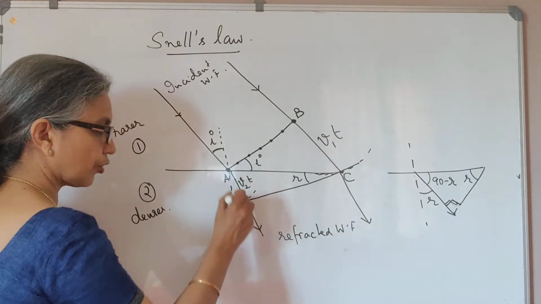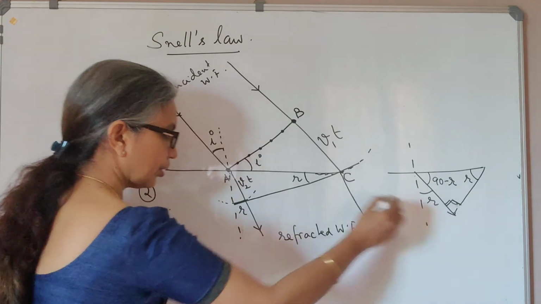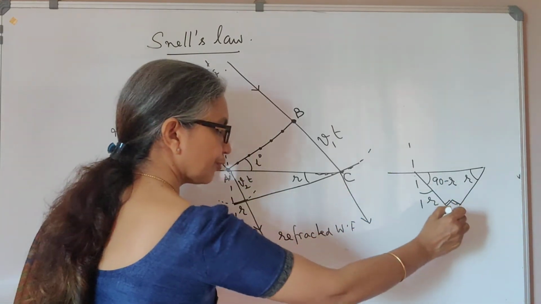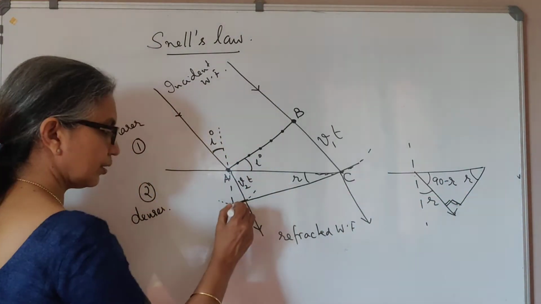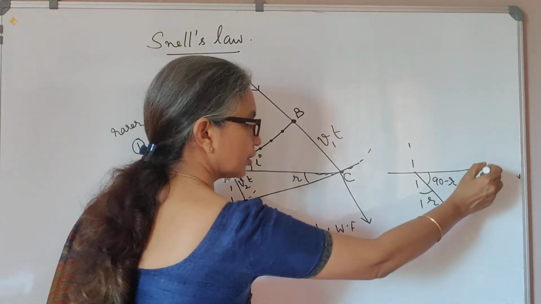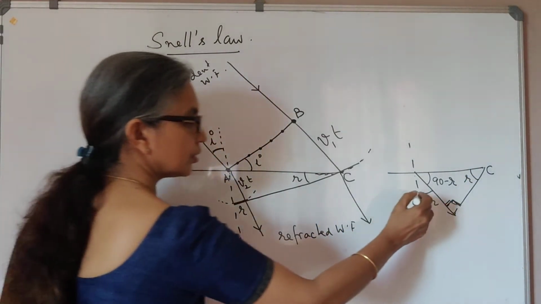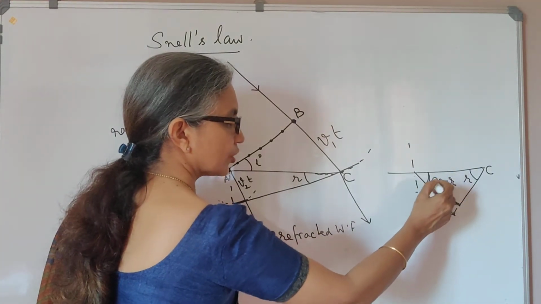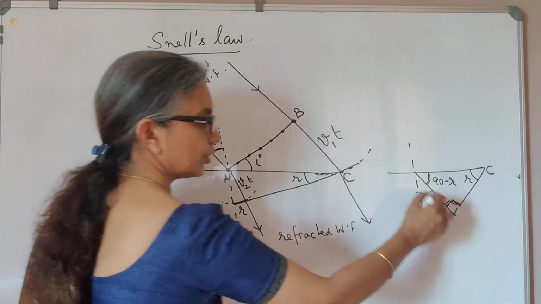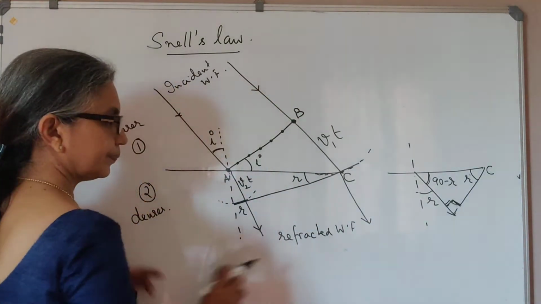Okay, so this is what I've drawn here. This is a normal that I've drawn. This is a refracted wave. And so we have, this is R. From here I drew a tangent to C. So this is 90. And because this whole thing is 90, this has to be 90 minus R. So in this triangle, this has to be R.